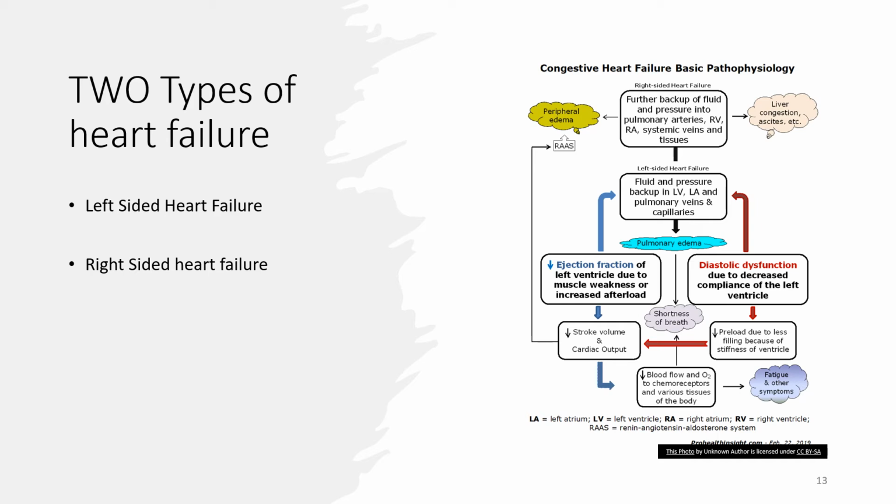So there are two types of heart failure: left-sided heart failure and right-sided heart failure. Left-sided heart failure causes blood to back up to the left side of the heart, which is the left ventricle and the left atrium, and then while it's backing up, it goes into the lungs. It seeps into the tissues of the lungs, causing pulmonary edema, which is congestion, where you get the word congestive heart failure, congestion of the lungs.